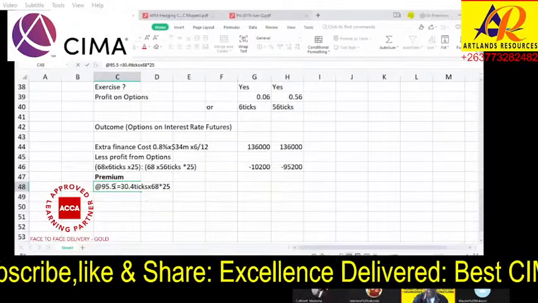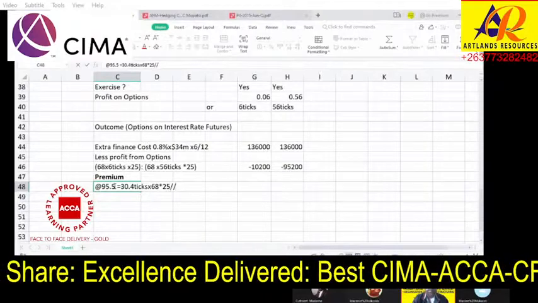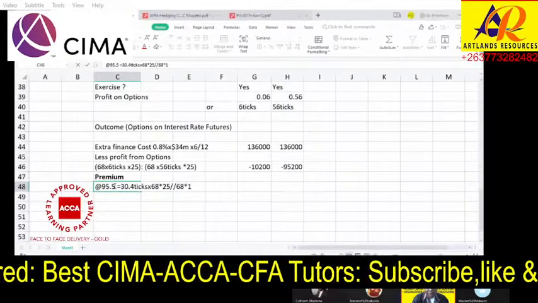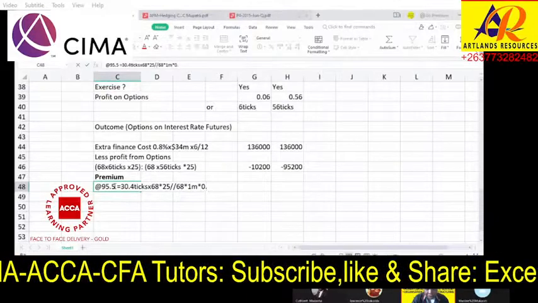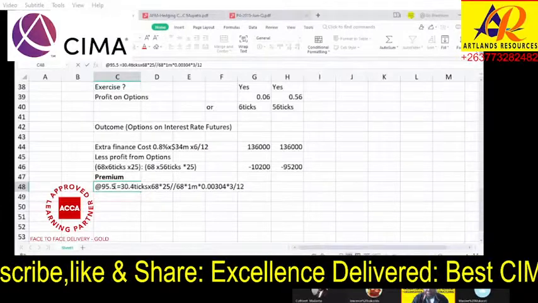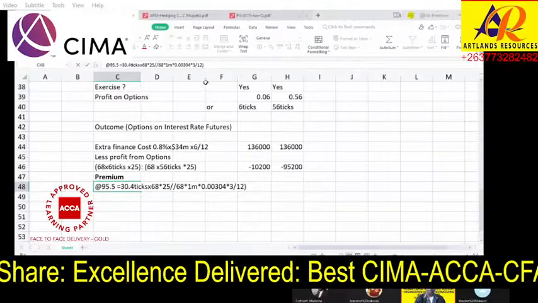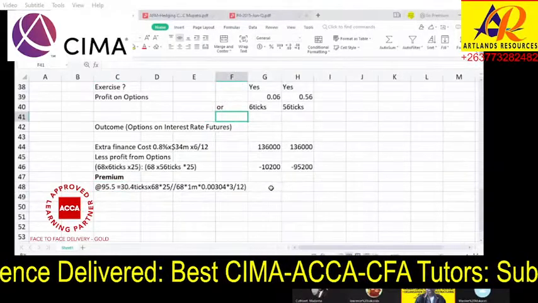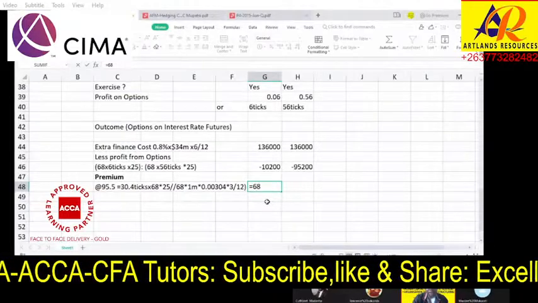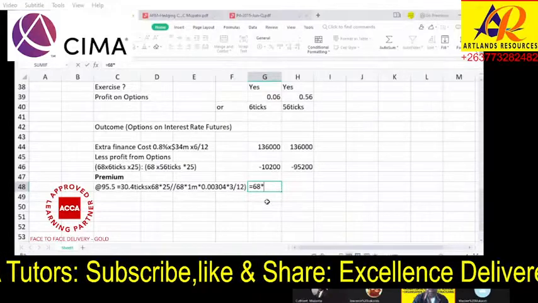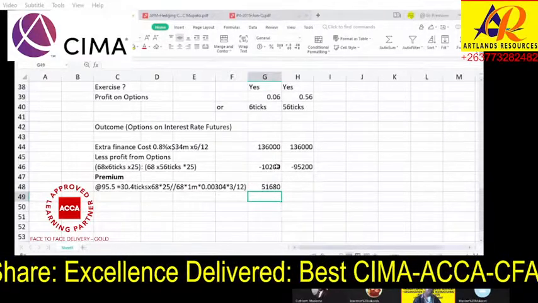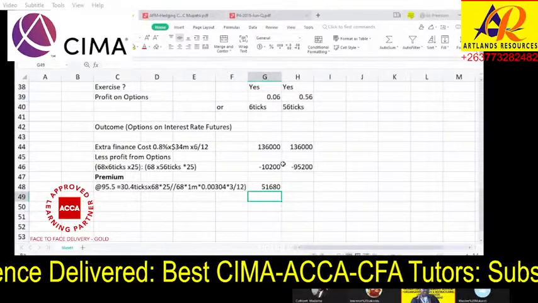There was another way of doing it. Let me just put it: you could say 68 contracts times 1 million times 0.00304 times 3 over 12, because these contracts are 3-month contracts. You could still get the same answer that way. Now, because this is a cost, a premium is a payment, so it is added to cost. So you are now saying equals 68 times 30.4 ticks times 25. If it was a receipt, a premium would be deducted and a profit added, if it was an interest rate receipt or lending.